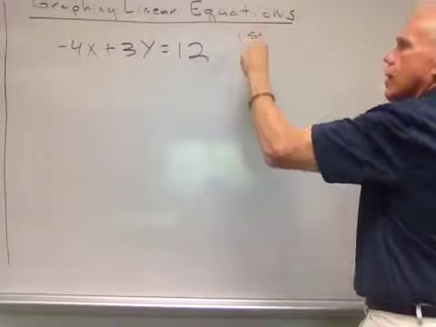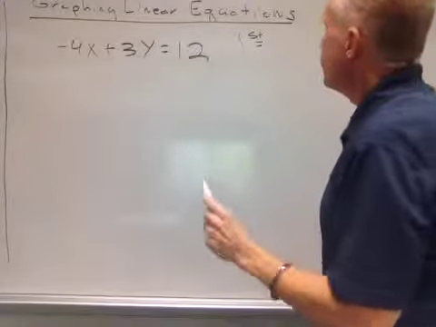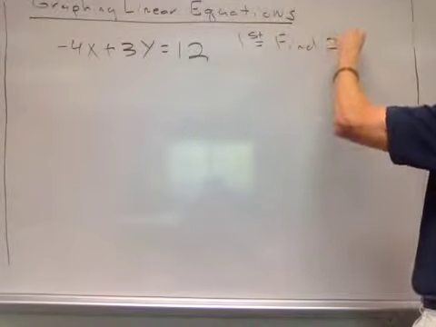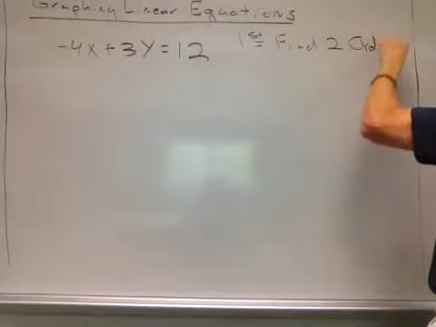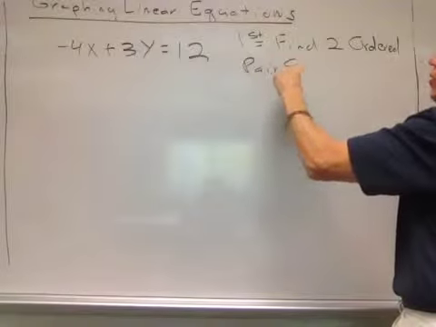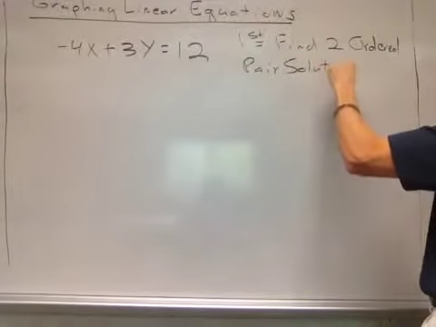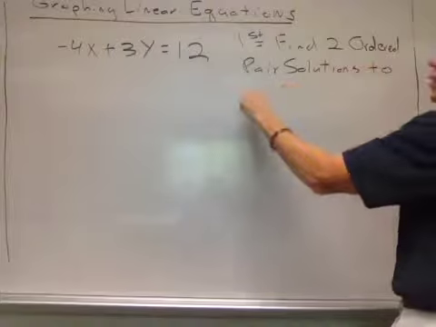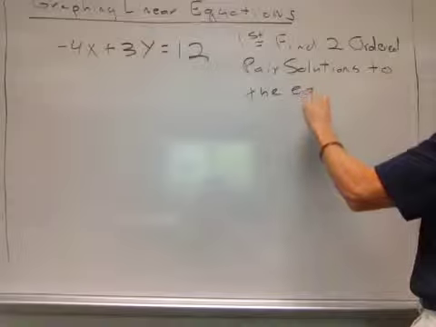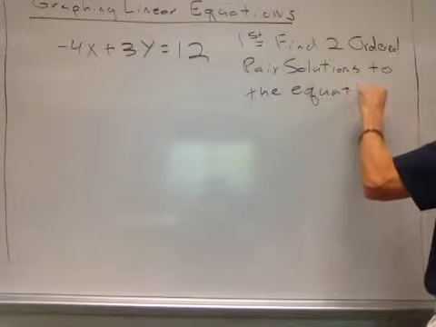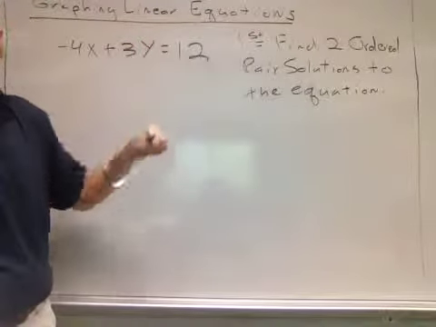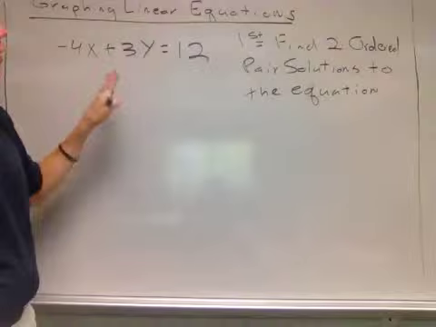First, step one, what we want to start off with is to find two ordered pair solutions to the equation. So we want to find two ordered pair solutions to this equation. That'll be my very first step that we're going to work on for this particular equation.